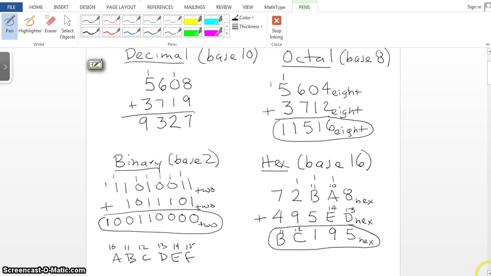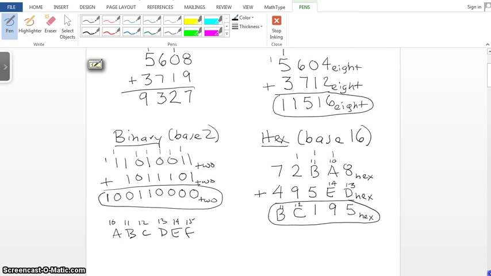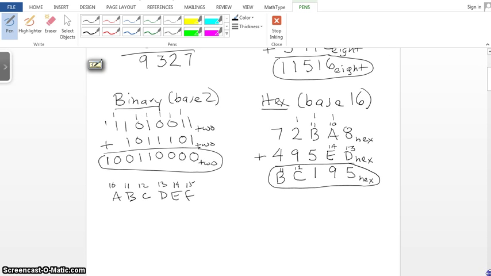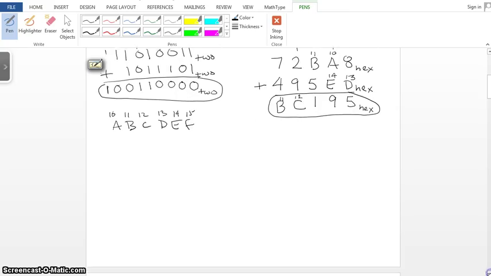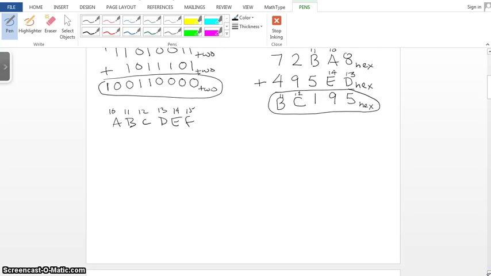Alright, let's look at subtraction. Subtraction, again, we're going to start off in the decimal system. Now it's taking you back. Where here, instead of carrying things forward, we're going to be borrowing. This is subtracting down here.